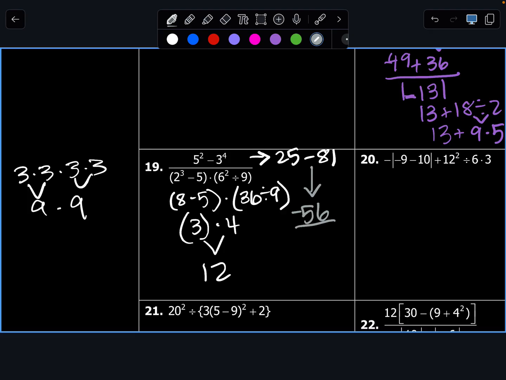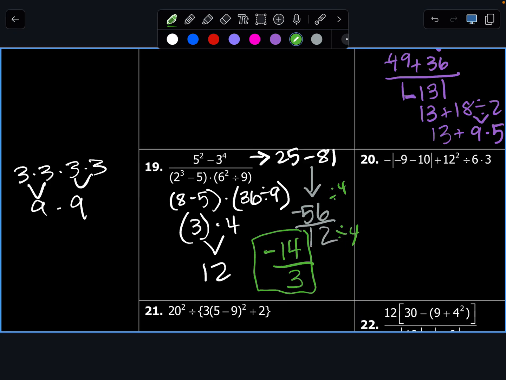Negative 56 over 12. Okay, we are not done. Not because I need you to change it into an improper fraction, but because I need you to simplify it, right? We have to go as low as we can go. Ellery, what number goes into 56 and 12? Higher, not 6. 4. So I'm going to divide the top by 4 and the bottom by 4. And what do we end up with? Negative 14 over 3. It's okay to have fractions now.